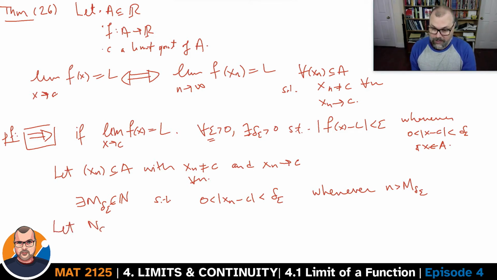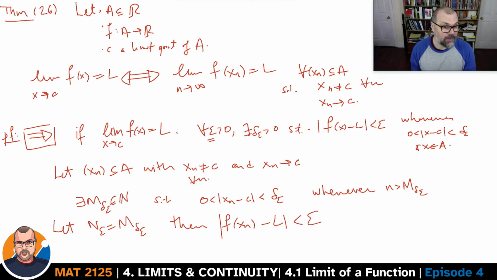So pick n epsilon to be this m delta epsilon. Then f(xn) minus L has to be smaller than epsilon, because f(x) minus L is smaller than epsilon whenever you pick an x which is within delta epsilon of c, and all of these xn's here are within delta epsilon of c. So in particular, f(xn) will be within epsilon of L whenever n is greater than n epsilon. We've shown that this sequence here converges to L.